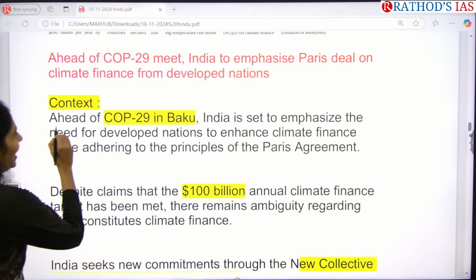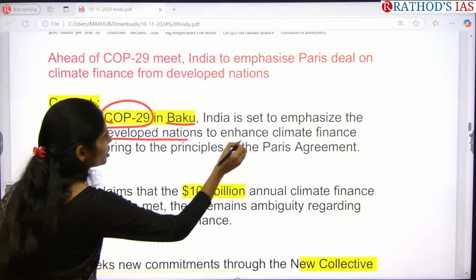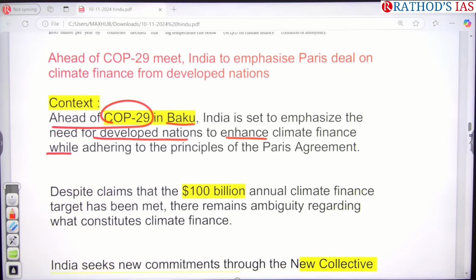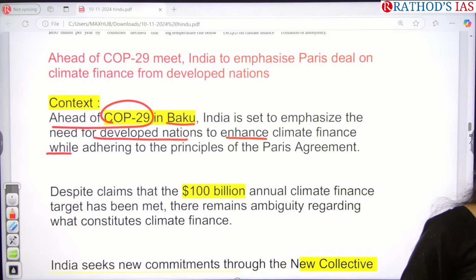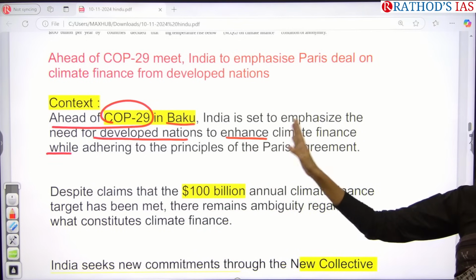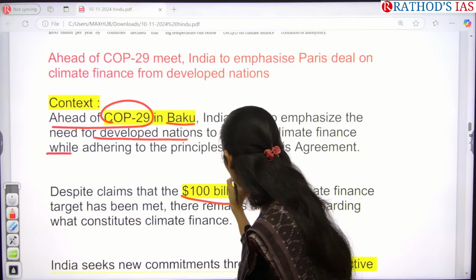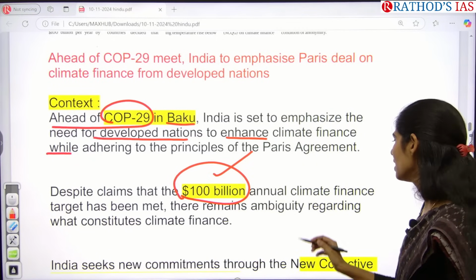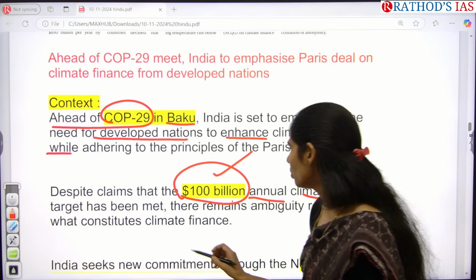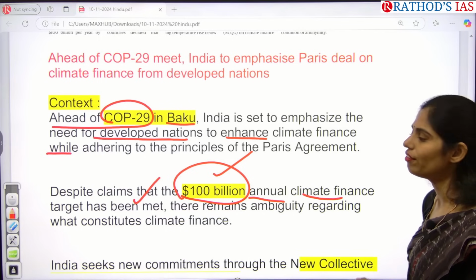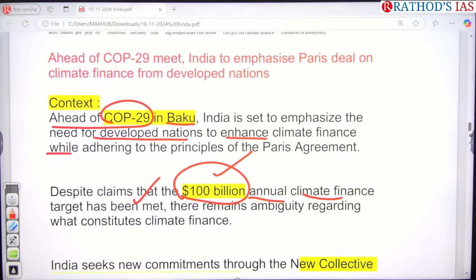Okay, let us see. Ahead of COP29 in Baku, India is set to emphasize the need for developed nations to enhance climate finance. Especially here, India is saying that whatever climate finance was accepted during the Paris Agreement, developed countries need to provide to developing countries. And what is that climate finance amount? It is $100 billion, to be given every year, the annual climate finance target. So we have to meet this annual finance target of $100 billion. And actually there is some ambiguity, questions regarding this climate finance.